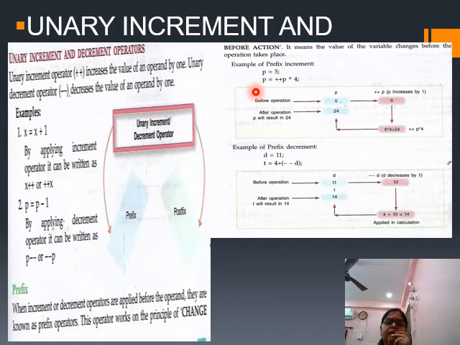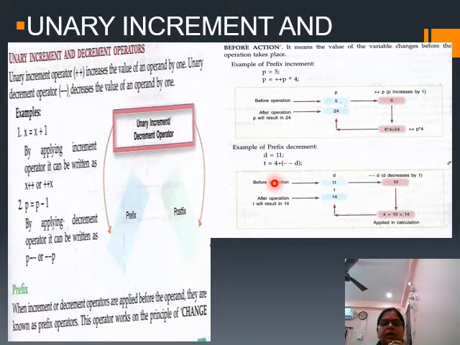See here, an example is given, p is equal to 5. Suppose the question is ++p * 4. Thus ++p means 1 plus 5. It will become 6. It will increase by 1 and become 6, and it will be 6 into 4. It is 24. The answer becomes 24.